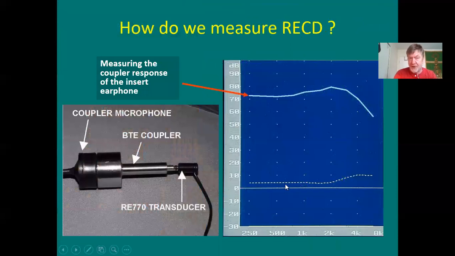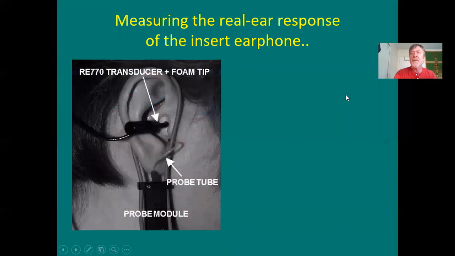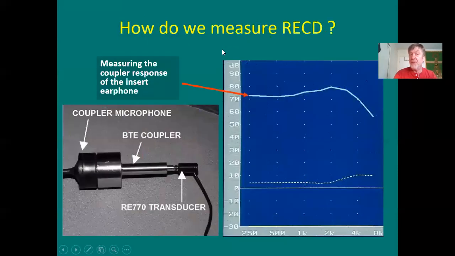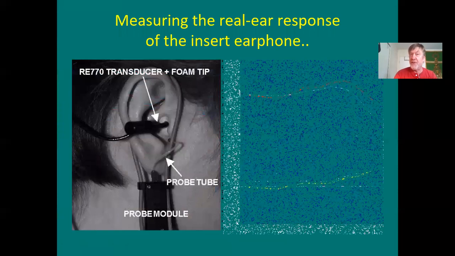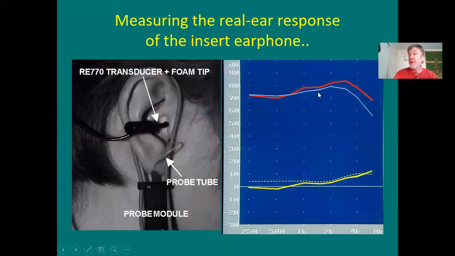So you're going to find out the real ear to coupler difference. This might be an average RECD. You're measuring the coupler response of the insert headphone, and measuring the real ear response of the same insert headphone. The coupler insert headphone and the real ear insert headphone, and the difference is the real ear to coupler difference. This dashed line would show the average RECD, and the yellow line is showing you the average measured RECD.